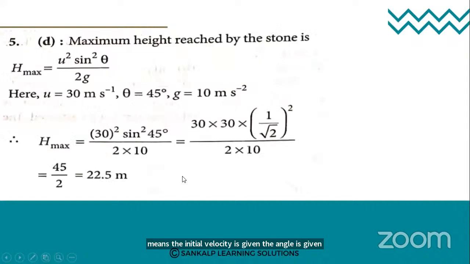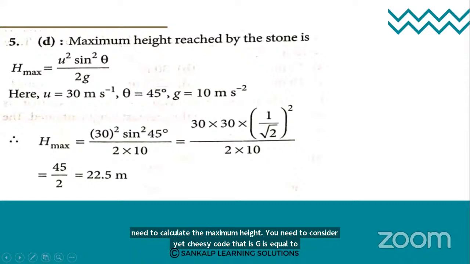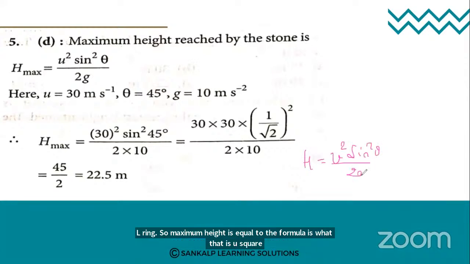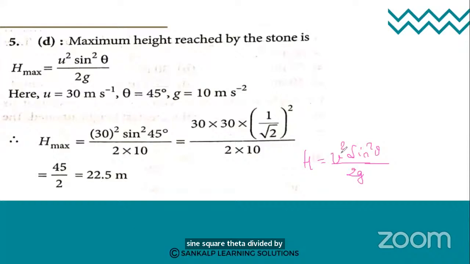You need to consider g equal to 10 meter per second square. Okay, very simple question, so direct substitution. The maximum height is equal to, the formula is what? That is u square sine square theta divided by 2g.